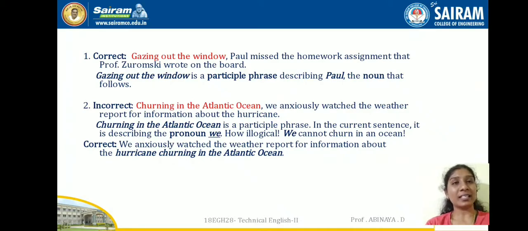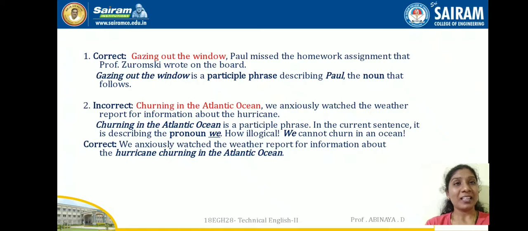But see the second sentence. Churning in the Atlantic Ocean, we anxiously watched the weather report for information about the hurricane. How can a person be churning in the Atlantic Ocean? A hurricane can be churning in the Atlantic Ocean. A person cannot be churning in the Atlantic Ocean.